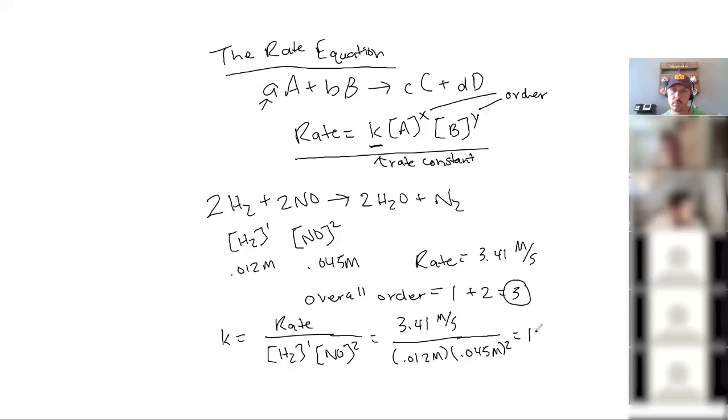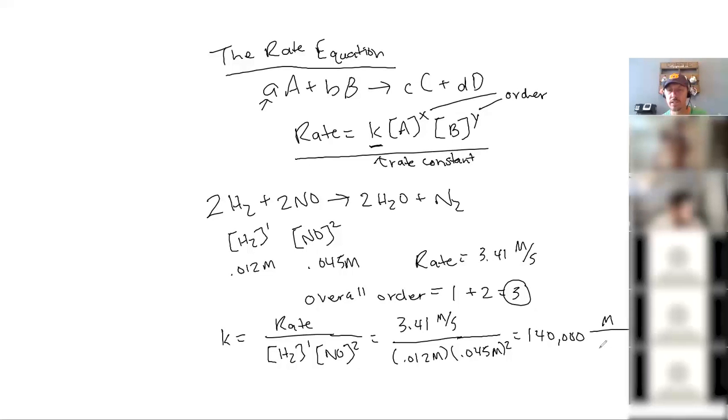Okay. So we punch that in our calculator, and the number that we get is 140,000. That's what 3.41 divided by 0.012 times 0.045 squared is going to give us. But let's check out our units. So what do we have unit-wise? Well, we've got molarity on the top.